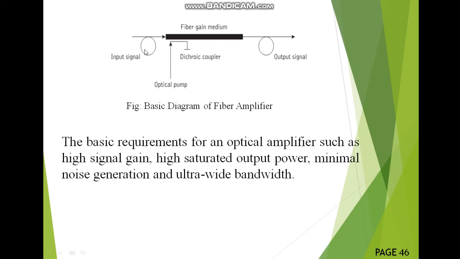So this is where my input signal is generated. It could be electrical or any other input signal, which is to be converted to optical by using some source encoders at the input side. Then we are using a fiber gain medium. Light is launched into the fiber medium. We are using a coupler to couple the light. Optical pumping is used, and at the output we have the output signal. So this is the basic diagram of a fiber amplifier.